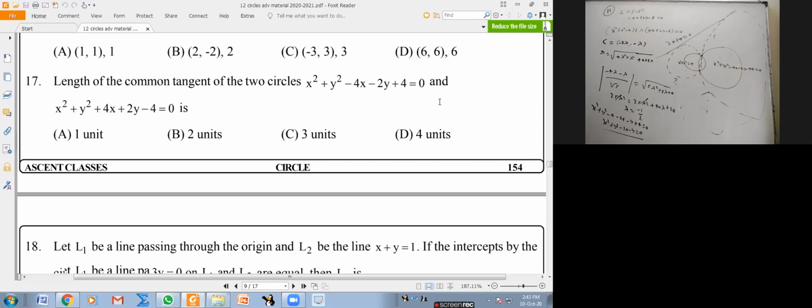The 17th one is very easy after complete. The length of tangent: they did not say direct common tangent or cross common tangent, so you can find both.